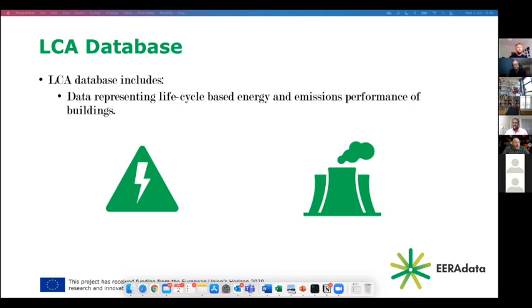So then looking at the life cycle assessment database, this consists of data that represents the life cycle based energy and emissions performance of buildings. And the data that makes up the life cycle assessment database is mainly default data. And it also looks at the share of the renewable and non-renewable energy in the primary energy source. It looks at the primary energy factors for each of the different primary energy sources, as well as carbon dioxide emissions of building materials that have been used and for technical building service components.